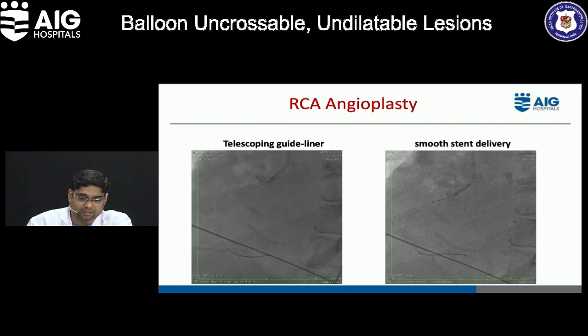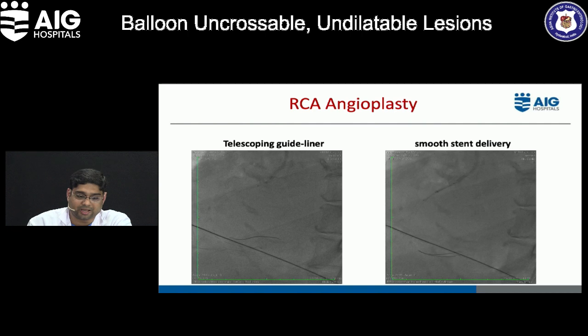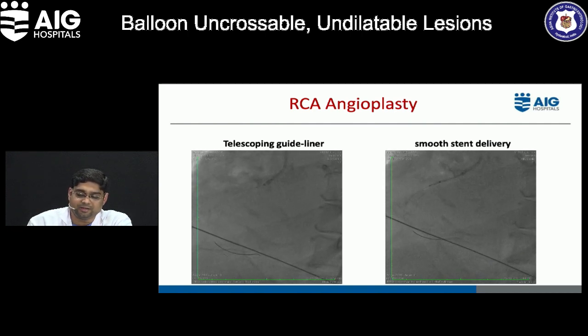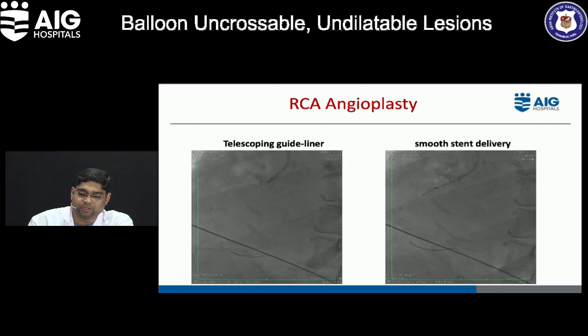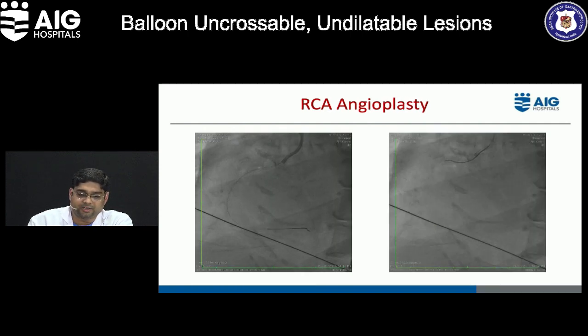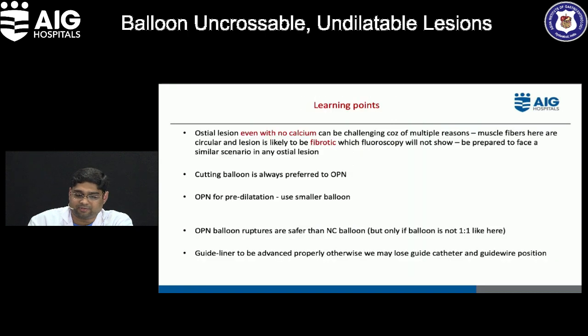Here you can see, whenever the guideliner is not going, first pass in a non-compliant balloon, inflate it, and when the balloon is being deflated, gently slide the guideliner over the balloon. This is called the inchworm technique or telescoping of the guideliner, because the guideliner edge is very sharp and it can dissect the vessel, or you can lose the guide catheter position like what happened in this case. So once the guideliner is sitting comfortably, it is very smooth to deliver the stent. Once the stent is deployed, post dilatation, and this is the final result.